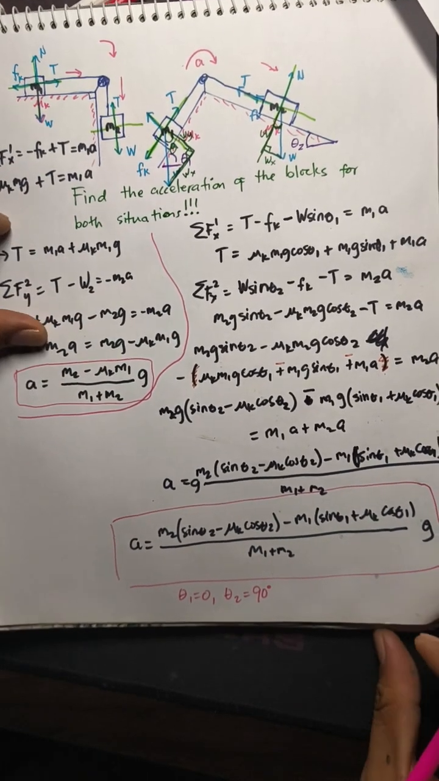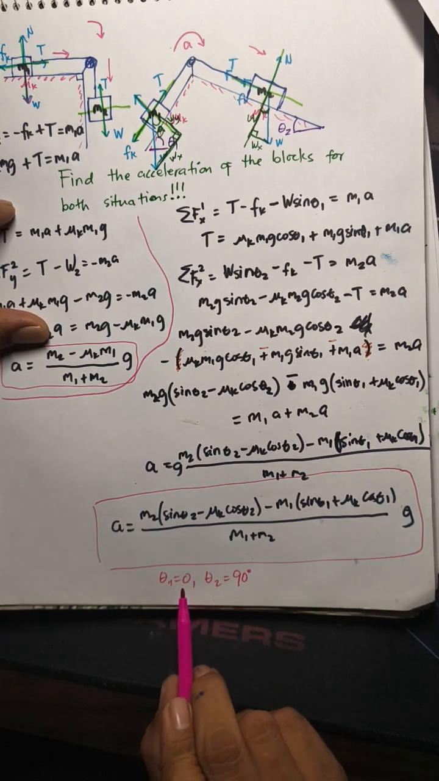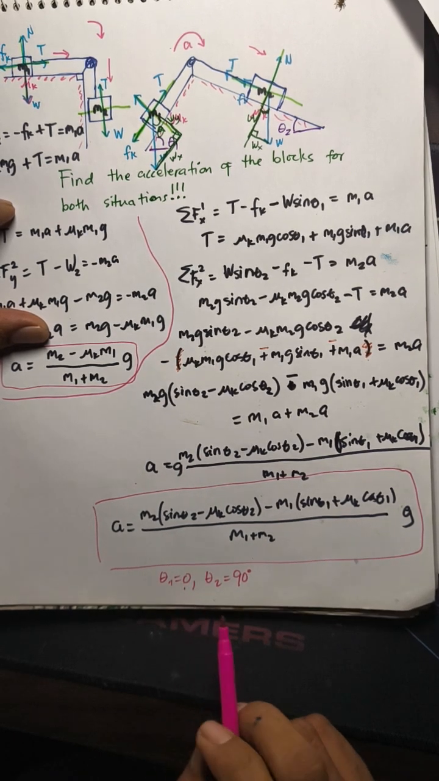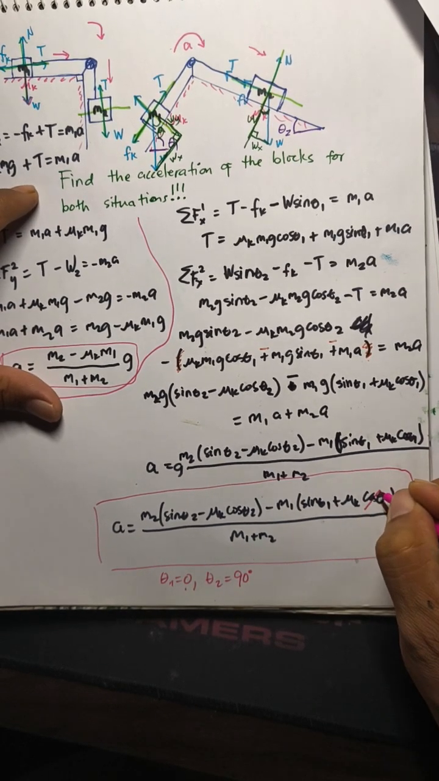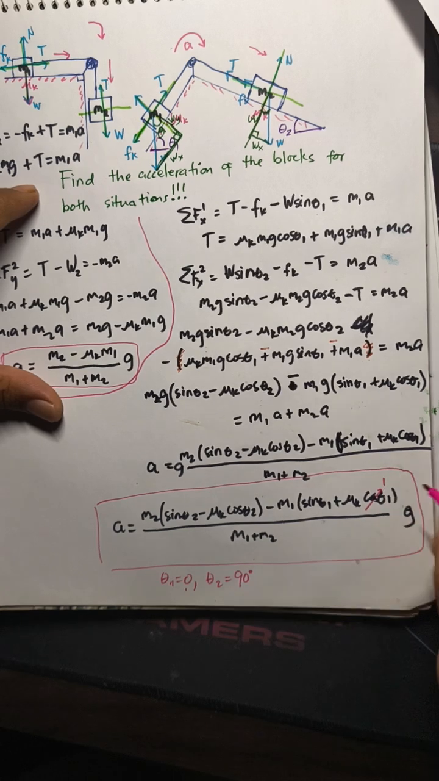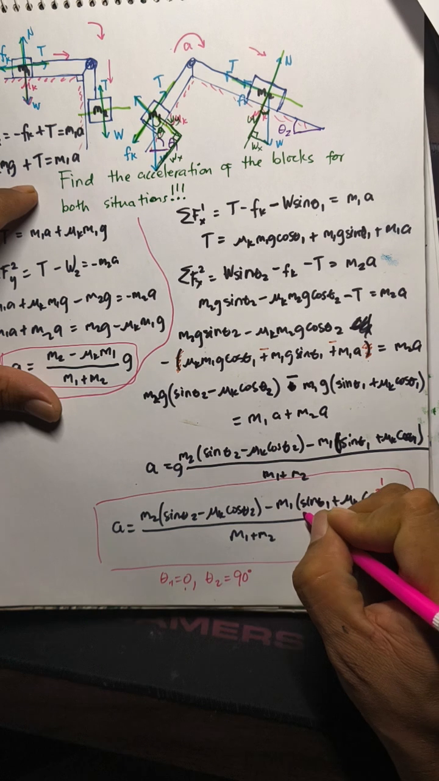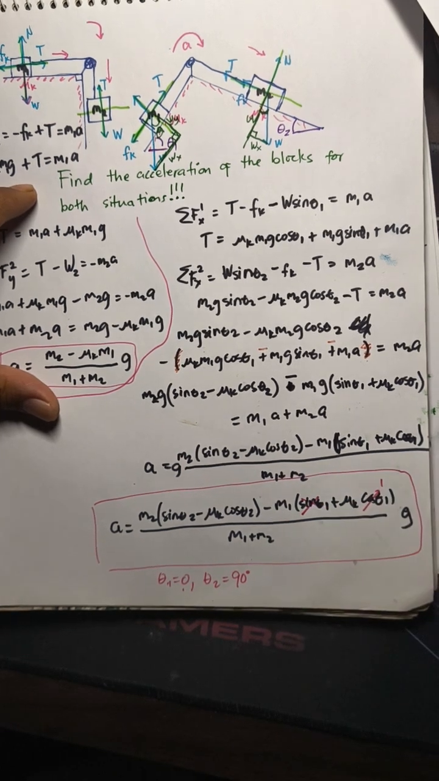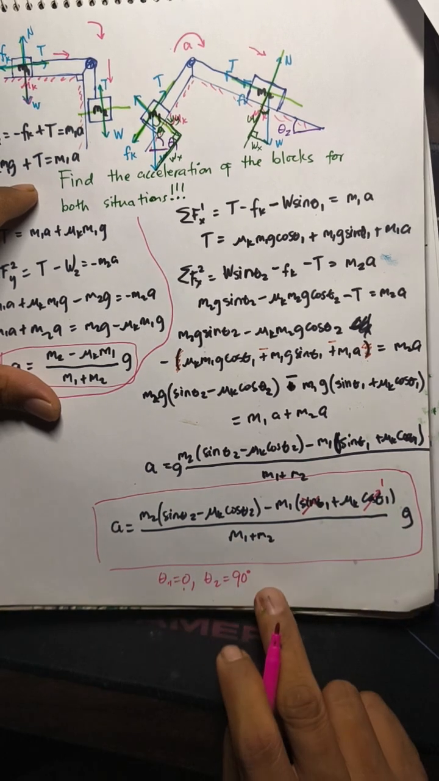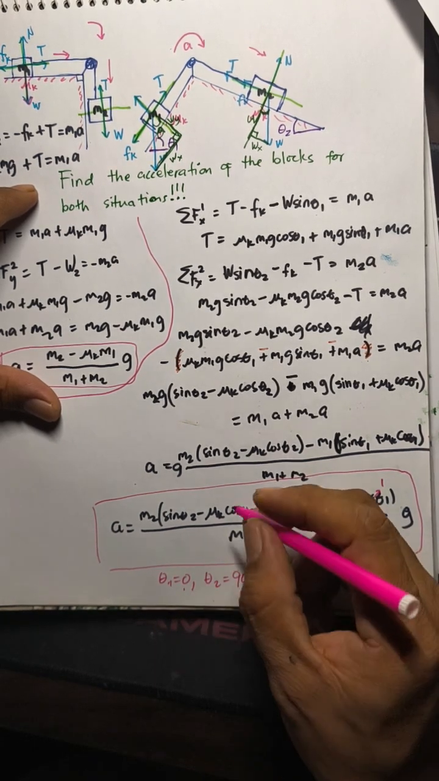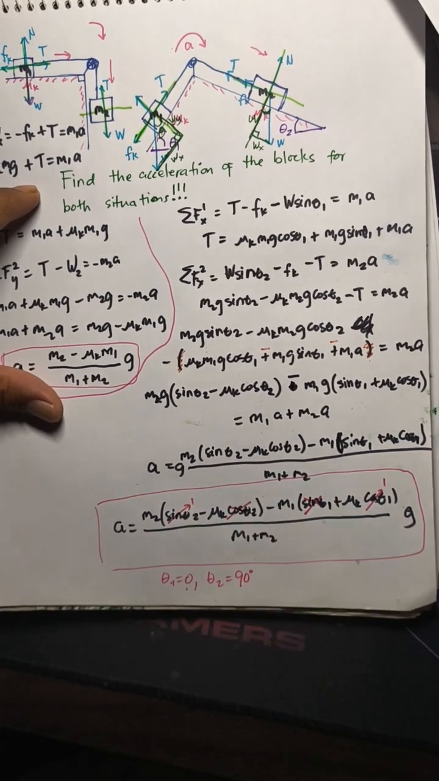What would happen now to the equation? Theta 1 is 0, so cosine of theta 1 will become 1, and sine of theta 1 would become 0. Sine of 0 is 0, so that term is gone, and this is now 1. And how about theta 2? Cosine of theta 2, on the other hand, will now become 0. Cosine of 90 is 0, and sine of 90 will become 1.